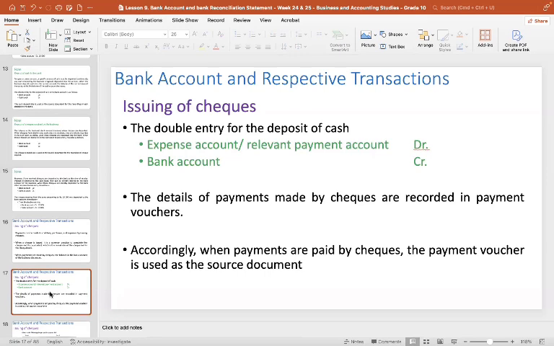So similarly, when payments are paid by checks, the source document is the payment voucher. Payment voucher is the source document.